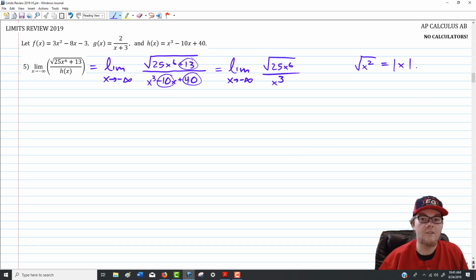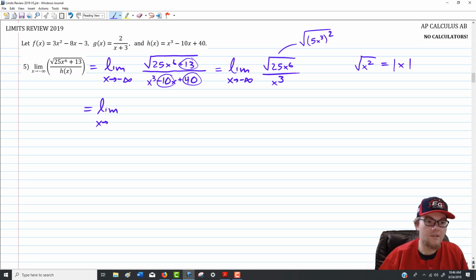So know that. With that in mind, we need to think about that square root as the square root of 5x cubed squared. The reason being, we can rewrite this limit as the limit as x approaches negative infinity of the absolute value of 5x cubed over x cubed. This way we're getting it to a position where we can start to do the sort of sign analysis we'll need.